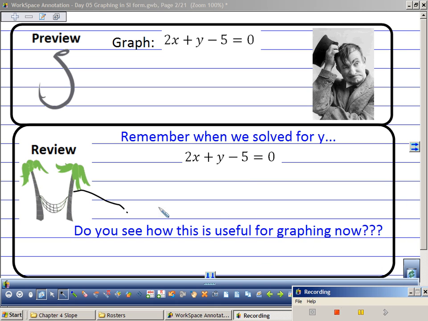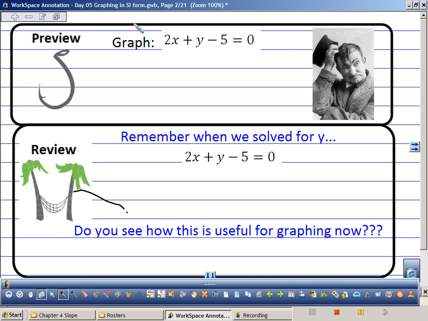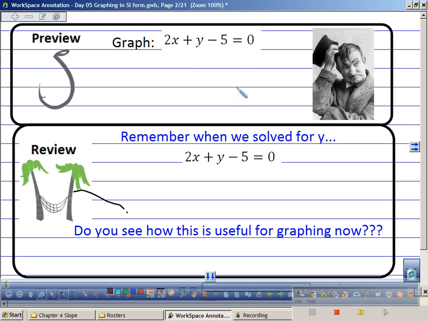Let's review what we've already done. So I want to graph 2x plus y minus 5 equals 0. What do you think? Can I graph that? Not like that, I can't. What form do I need it in? I needed it in slope-intercept form. Y equals mx plus b, correct?